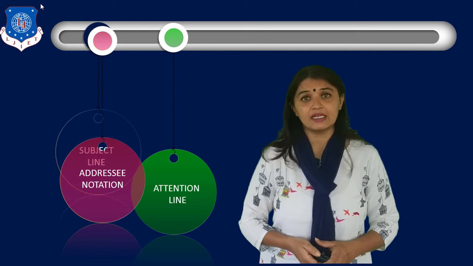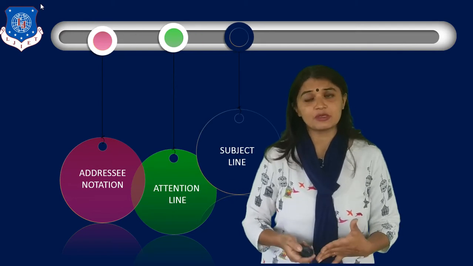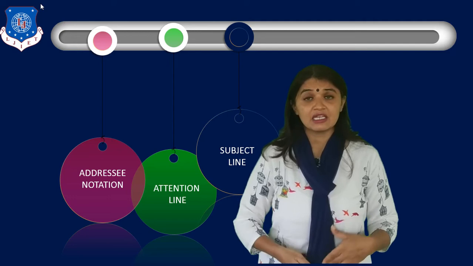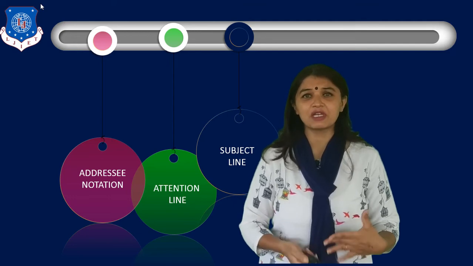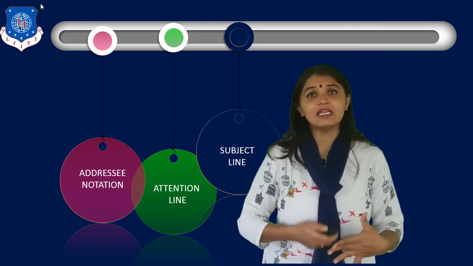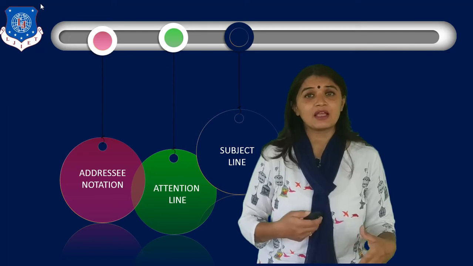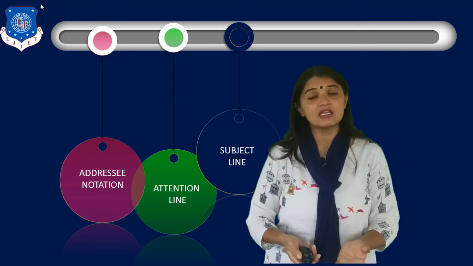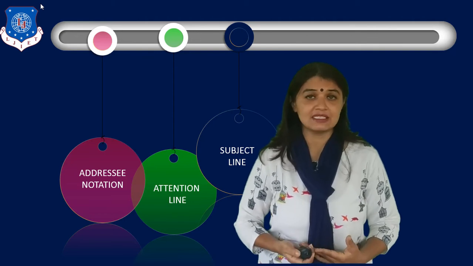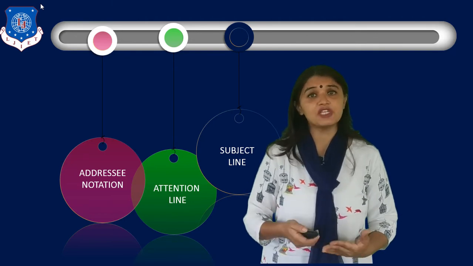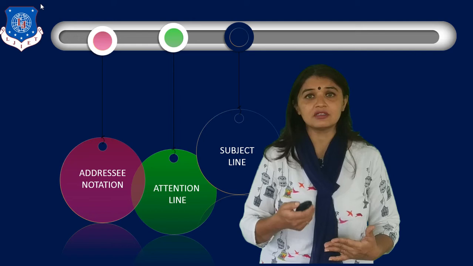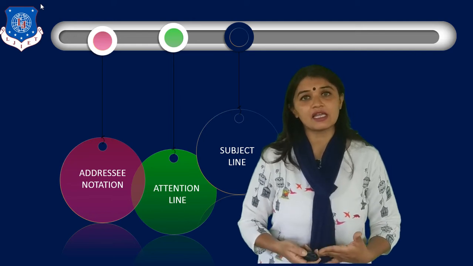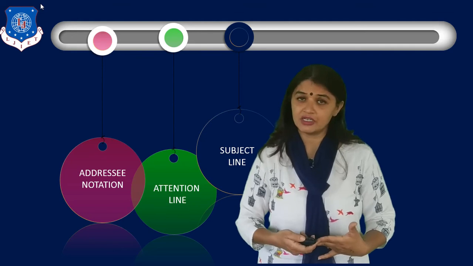After the attention line, there is the subject line. So subject line we all have been using, and it is a very important additional element. Now it is taken as an additional element because sometimes people omit it. But then, as practice says, the subject line should not be omitted, because the subject line clarifies the content of the business letter. So the subject line is written so that the reader, the person who is reading the letter, will understand what is the content of the letter.